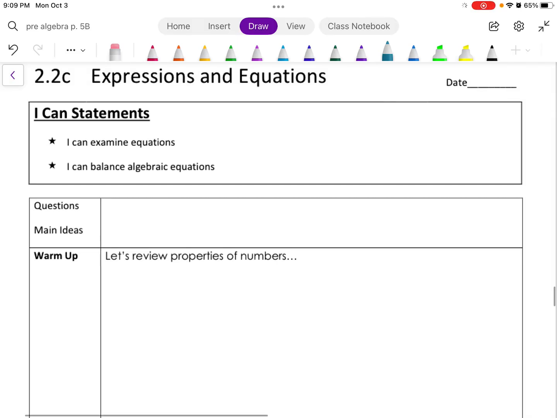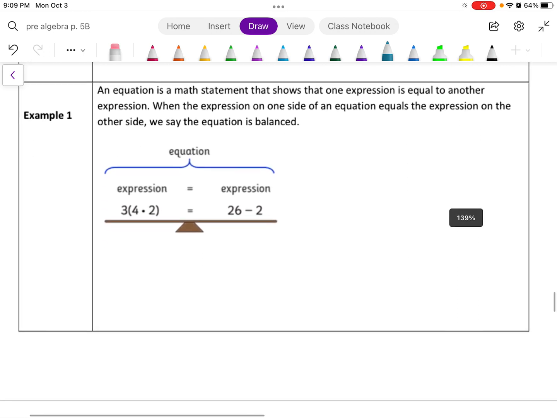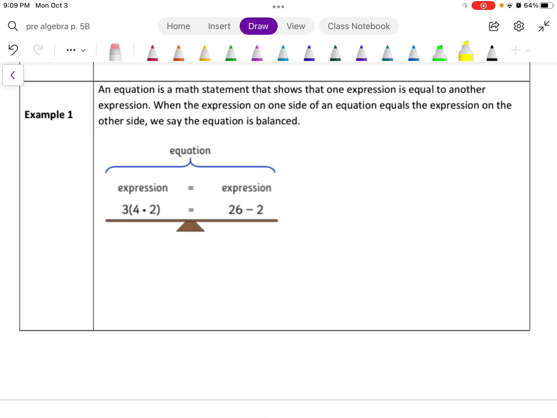2.2c is on expressions and equations. So, remember that an equation is a mathematical statement that shows one expression is equal to another expression. When the expression on one side of the equation equals the expression on the other side, we say the equation is balanced. So the whole point of an equation is for them to be equal. It is literally a part of the word. Equations mean they are equal.